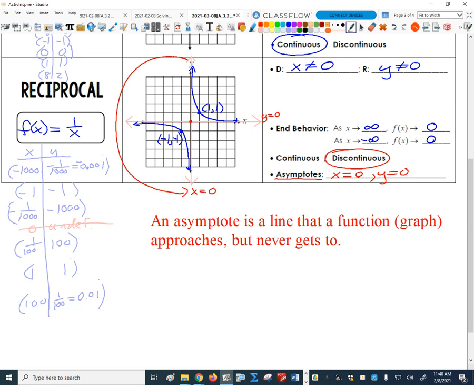I would say that, honestly, this is a little weird, but arguably the most important point for graphing this function is where those asymptotes meet. So it's the point 0, 0, even though it's not on the graph. Okay, think about that one. That's kind of weird, huh?